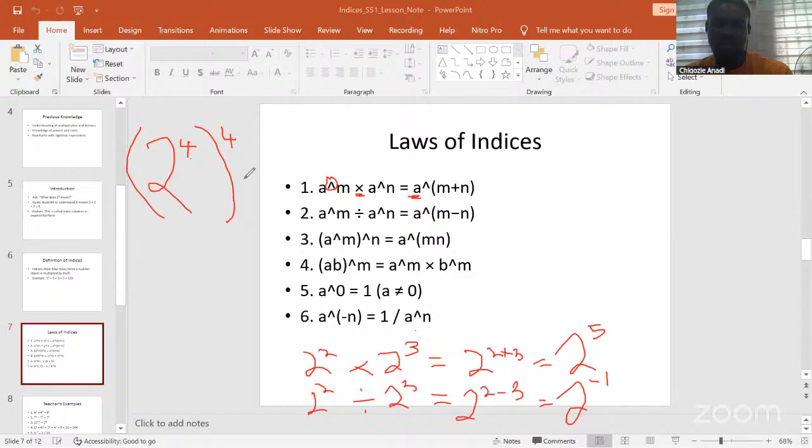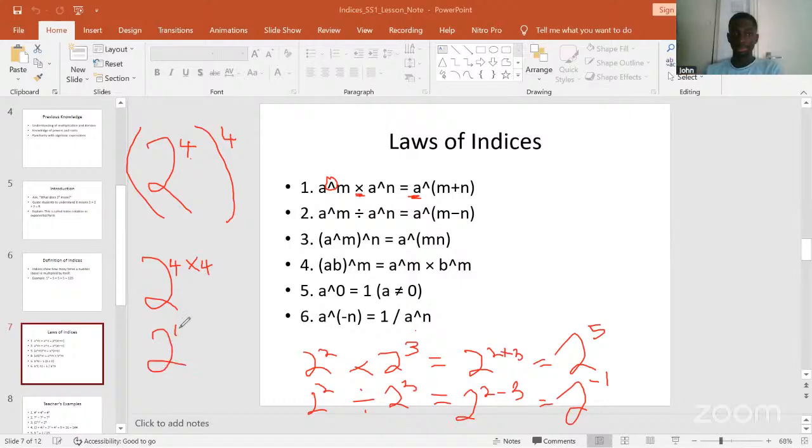When you have 2 raised to the power of 4, in bracket, raised to the power of another 4, the rule says that you just multiply the powers together. So you're having 2 raised to the power of 4 times 4, and that will give you 2 raised to the power of 16. Okay? Yes. Very good.